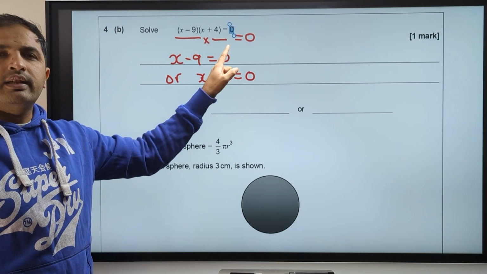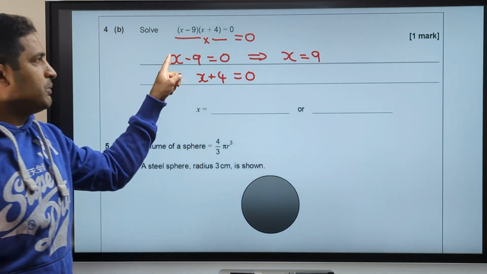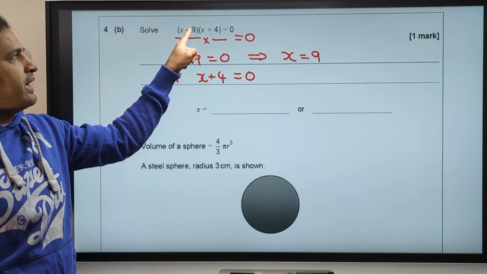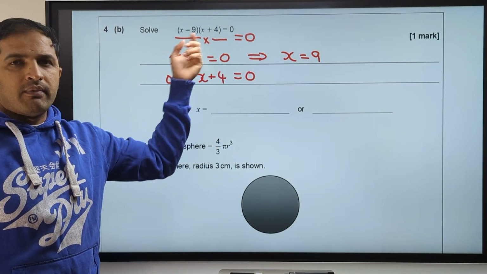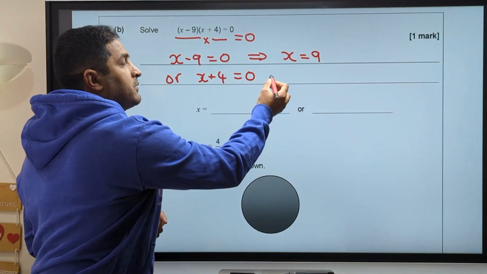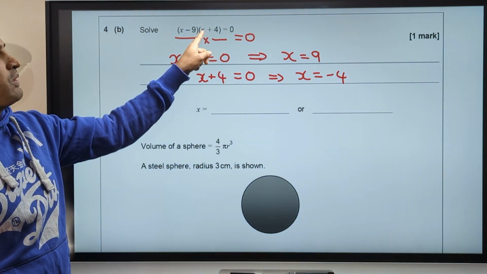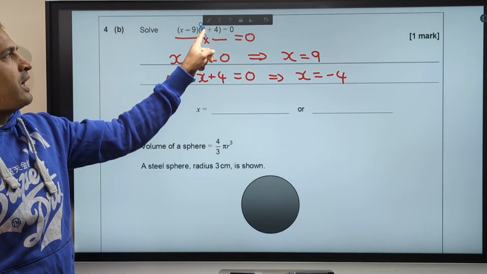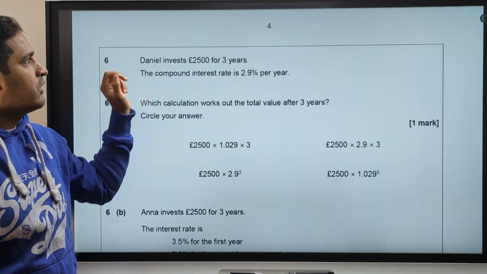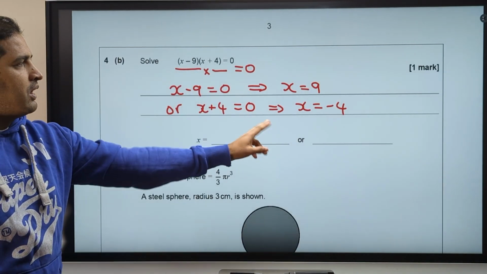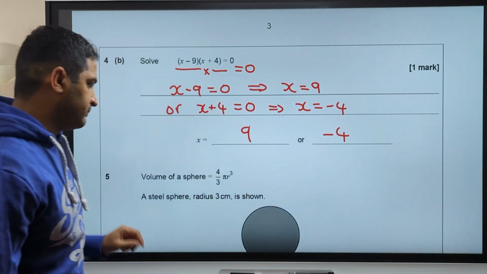If x take away 9 is equal to 0, that implies x has to be equal to 9. If you put x equal to 9 in there, 9 take away 9 is 0, and 0 times something, it doesn't matter what that would be, 13 for example, gives you 0. Or if x plus 4 is equal to 0, that implies x has to be equal to negative 4. If you put x equal to negative 4 in here, you get negative 13 times 0, which is also 0. It doesn't matter what you get in the other bracket. As long as one of these numbers is 0, you get the answer 0. So those are the two values: x equal to 9 or x equal to negative 4.